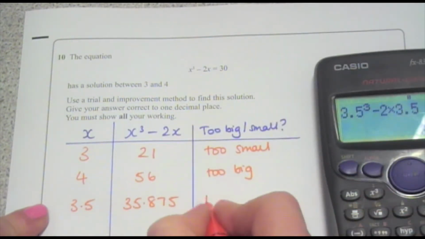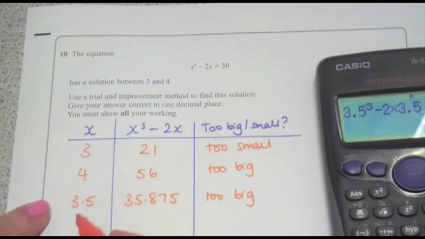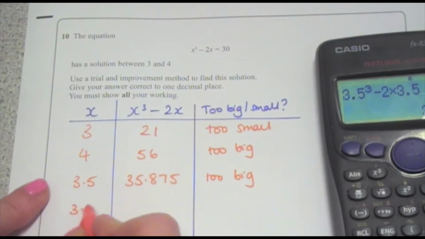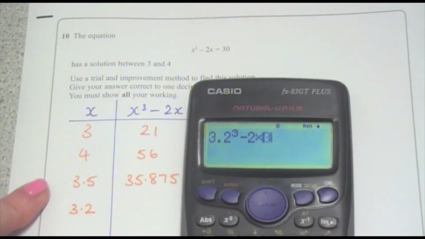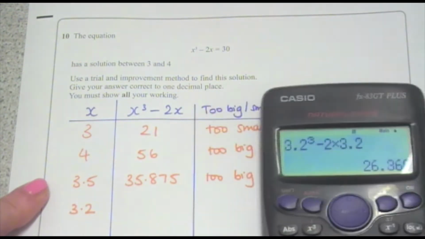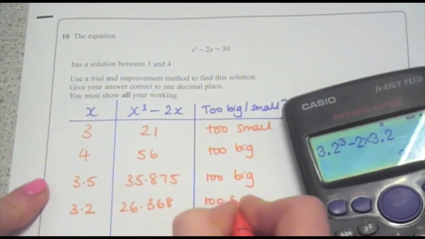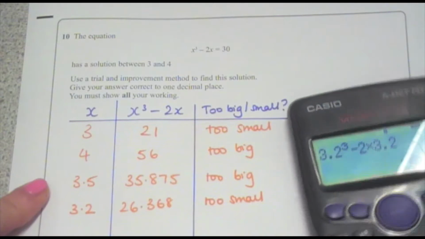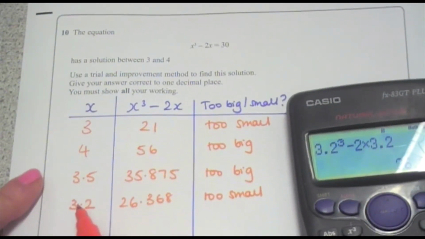Again, that is too big. However, it now tells me that my answer is between 3 and 3.5. So I'm going to try in between those two values, and I'm going to try 3.2. If I type that in, 3.2 cubed, take away 2 times 3.2, I get the answer 26.368, which is too small. However, what this has done is narrowed it down. I now know my solution is between 3.2 and 3.5. So I'm going to try in between there, and I'm going to try 3.4.